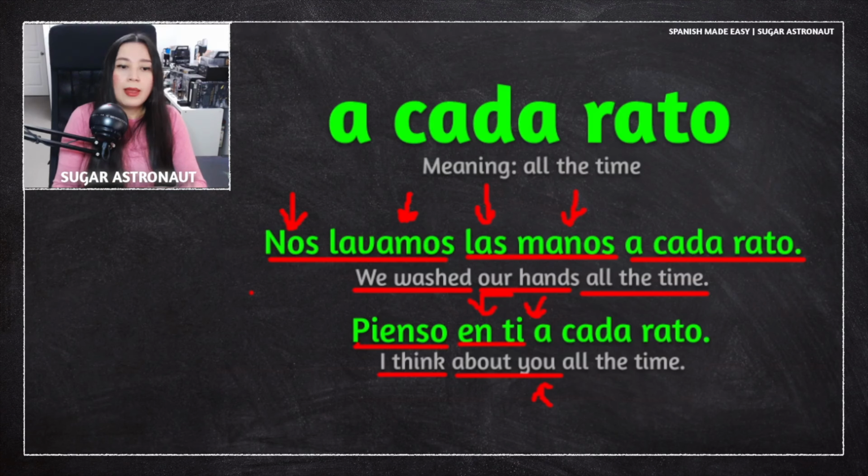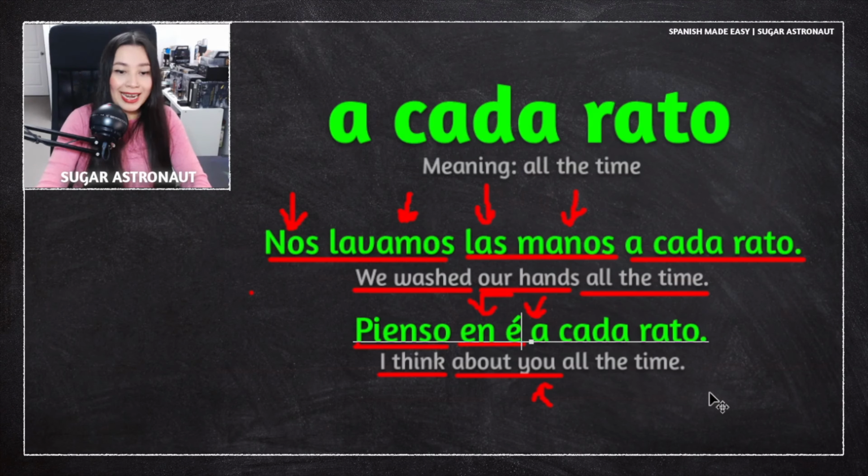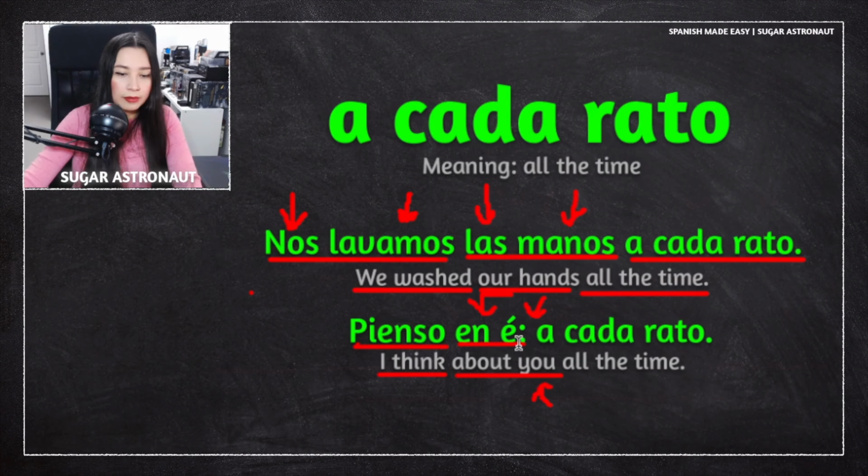For example, pienso en ella. I think about her, okay? Pienso en él. For example, let me just change this. Pienso en él a cada rato. I think about him, okay? All the time, a cada rato. That is the phrase that we are learning right now. All the time.